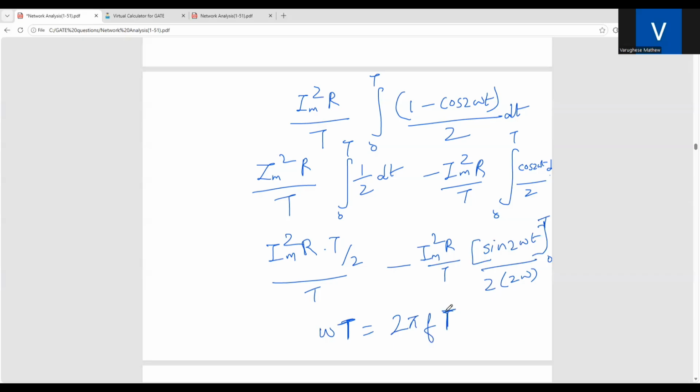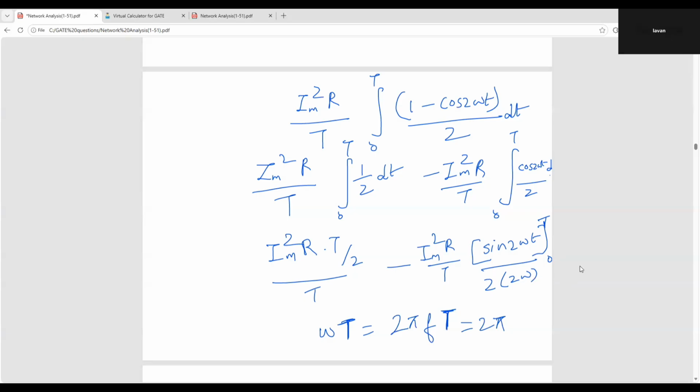Okay. F is 1 by t. T will get cancelled. This is 2 pi. Omega t is 2 pi. So if I put 2 omega t, it is 4 pi. This is sine 4 pi. What is sine 4 pi? Sine 4 pi is 0. And what is sine 0? So 0, sir. Both are 0. So this full term will go.